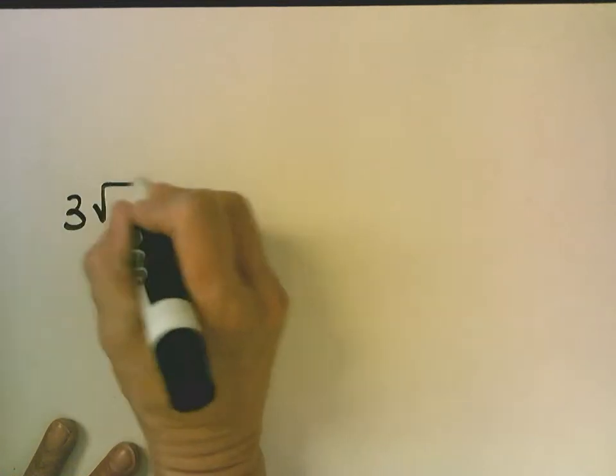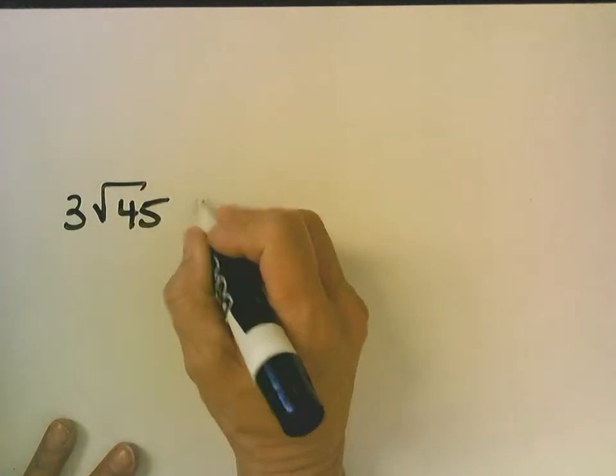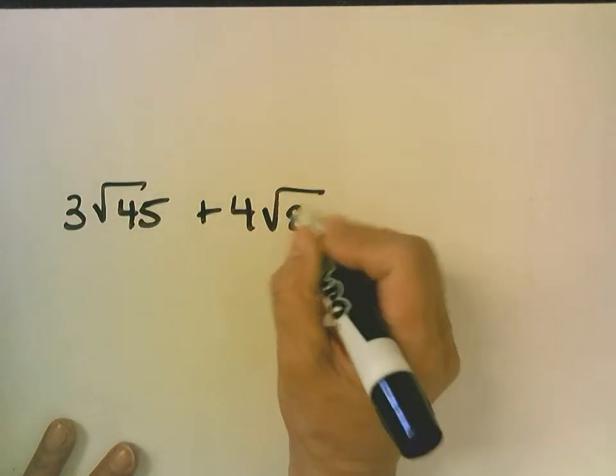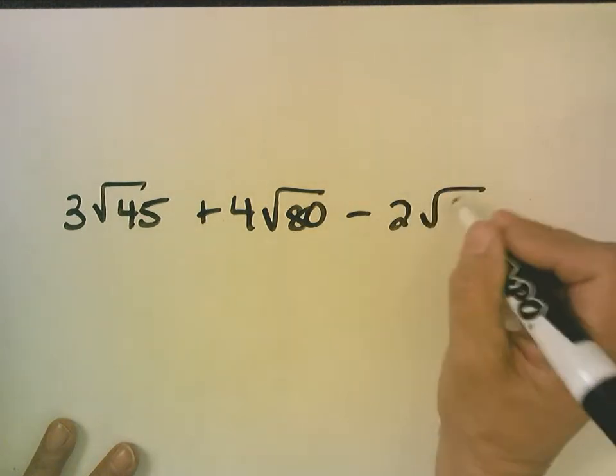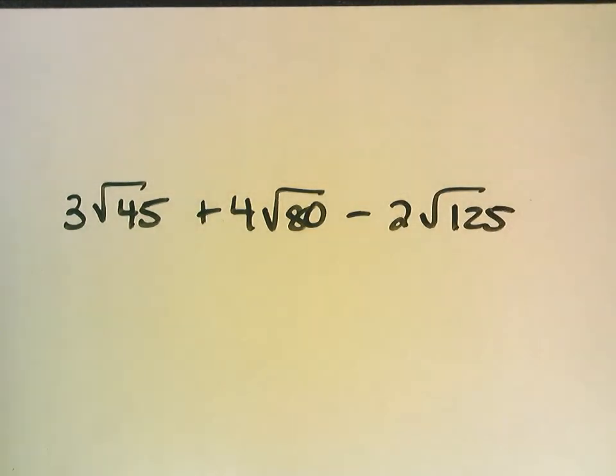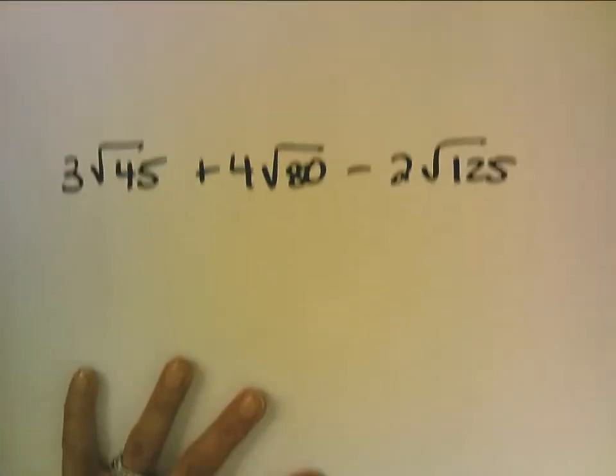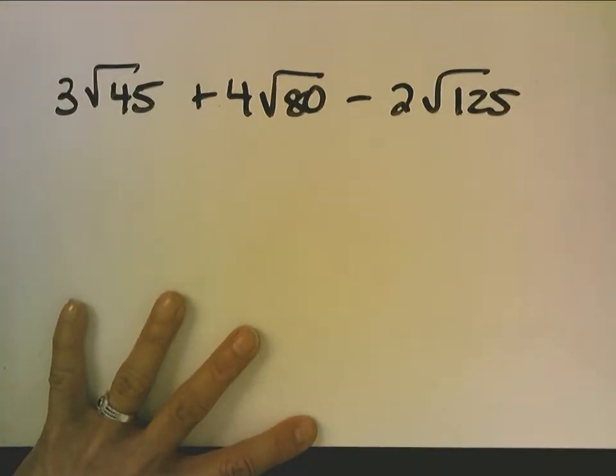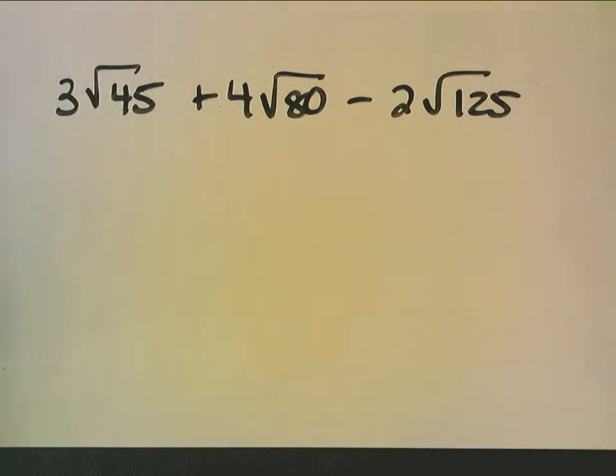Sometimes you might have something like this. 3 root 45 plus 4 root 80 minus 2 root 125. At first glance, it appears as if you can't combine these because none of them are the same under the radical. But then, when I look closer, I realize they can also be simplified. So before I'm convinced I can't combine them, let me simplify them.